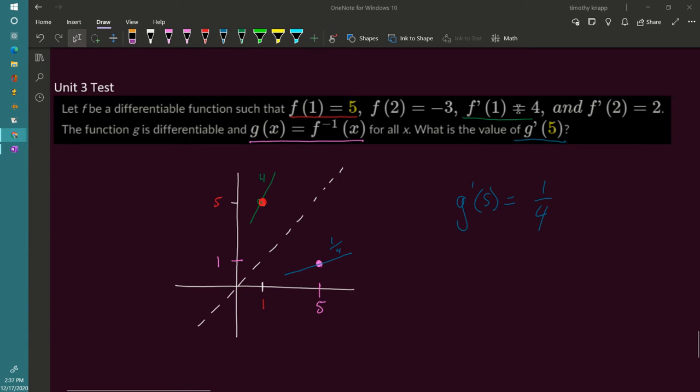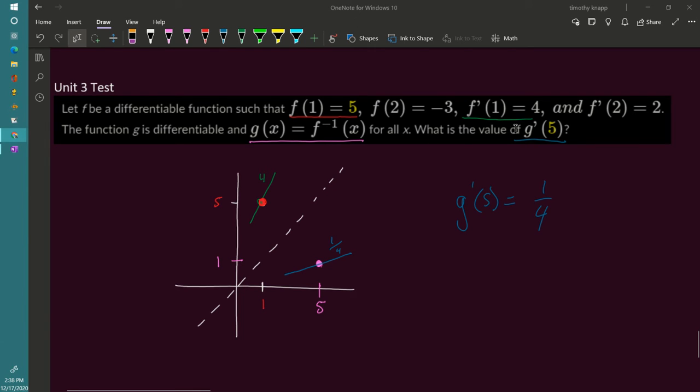We know that f prime of 1 is 4. So that means I know that the slope here is a slope of 4. I know that f prime of 2 is 2. Again, that's also useless information, so I'm going to skip that. Now it also tells us that the function g is differentiable, and g and f are inverses. And then it asks, what's the value of g prime of 5?